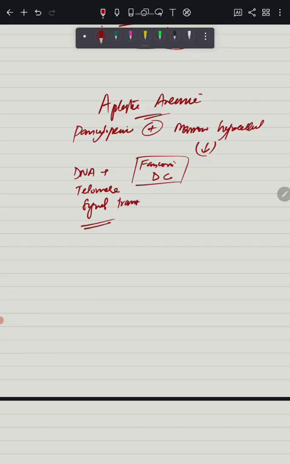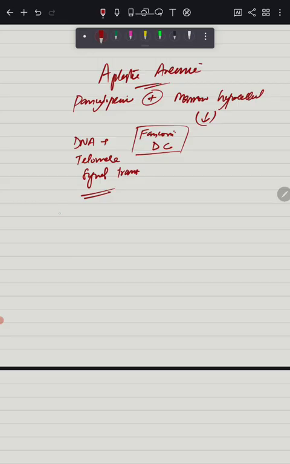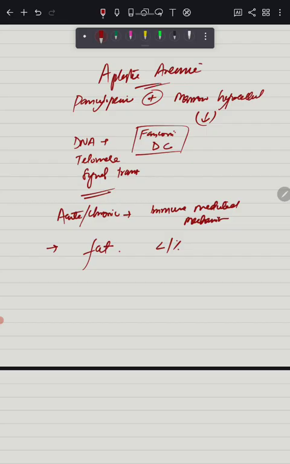Also, in acute or chronic hepatitis, patients can land up with a pancytopenia picture, especially with aplastic anemia. That is because of immune mediated mechanisms playing a role here. So what happens to bone marrow? Bone marrow is replaced by fat, and the stem cell pool is reduced to less than 1%. We discussed here acute or chronic hepatitis as immune mediated.